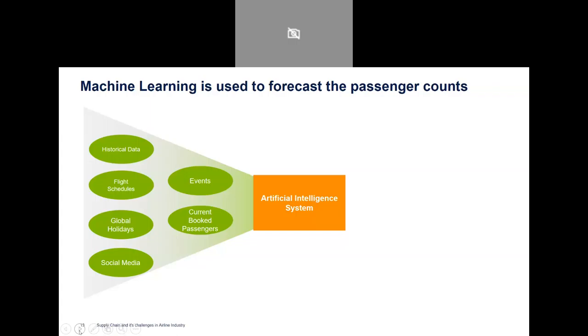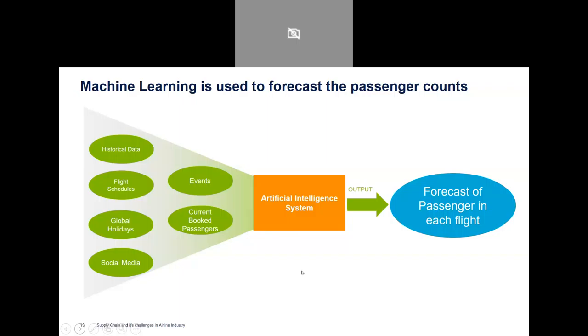In my example, for the flight from Chennai to Frankfurt, today let's say 100 passengers are booked, but we are planning our supply chain for 20th of May. So this artificial intelligence system will collect all this data, and then give an output of the forecast of passengers on each flight. It says the flight on 20th of May from Chennai to Frankfurt is expected to have 275 passengers. This is really the key data for the complete supply chain and airline industry. With this data, they can plan their complete supply chain.